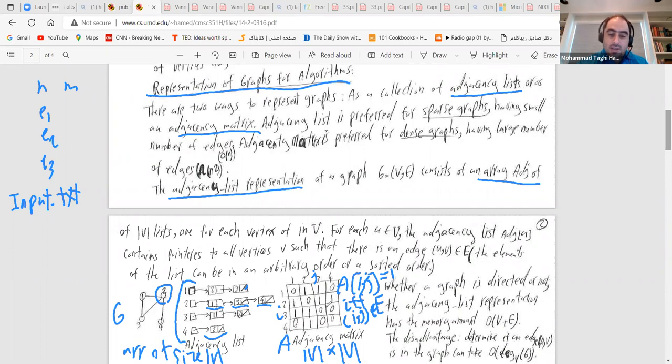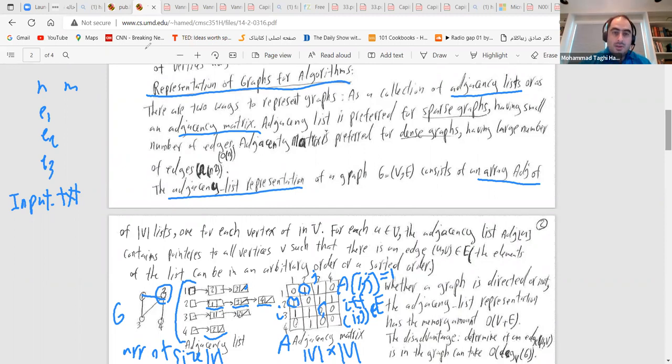Here the entry ij is equal to one if and only if the edge ij belongs to E. For example, if there is no loop in the graph, then the entry for three and three would be zero. But for one, two, there is an edge between one and two, so the corresponding entry is one. As you can see, this matrix is symmetric, because if the graph is undirected and one is connected to two, then two is connected to one as well. So we have this symmetric property.